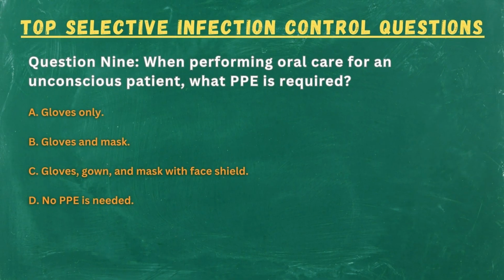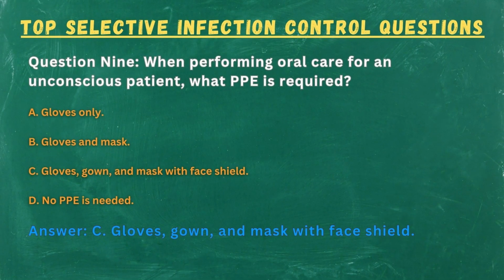Question 9. When performing oral care for an unconscious patient, what PPE is required? A. Gloves only. B. Gloves and mask. C. Gloves, gown, and mask with face shield. D. No PPE is needed. Answer. C. Gloves, gown, and mask with face shield.